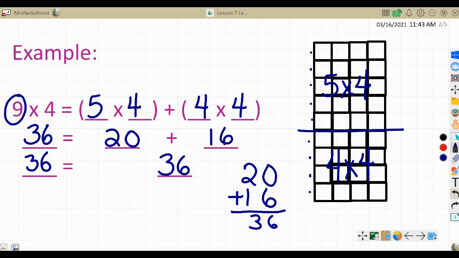So to review, 9 times 4 is the same as 5 rows of 4 plus 4 rows of 4. 36 is the same as 20 plus 16. 36 is the same as 36. And it's all demonstrated right here on this diagram of the array. Okay, let's move on to the next part now.